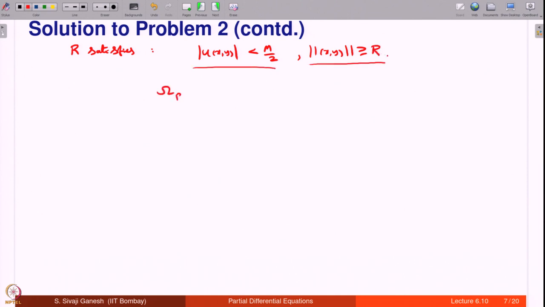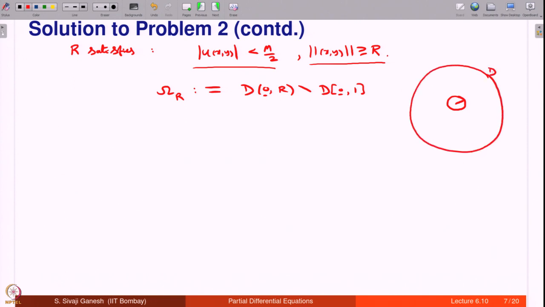Now let me recall the notation again, omega R. Let us denote this by disk of radius R minus the disk with center 0, radius 1. So this is an annular region, so this is disk of radius 1, this is disk of radius r, and this is my domain omega r. So what are the properties now I have on this domain omega r? The value m is attained by mod u on omega r.